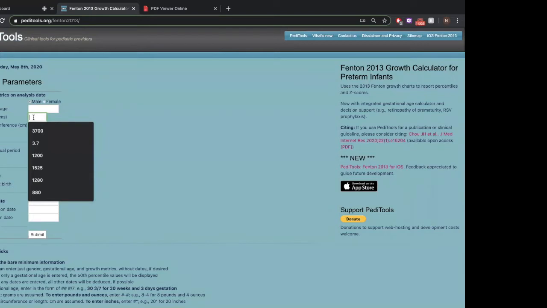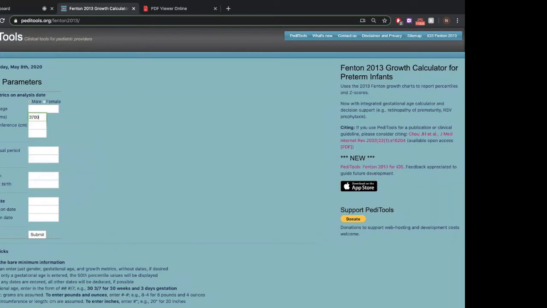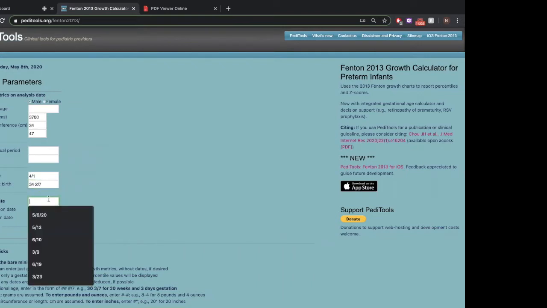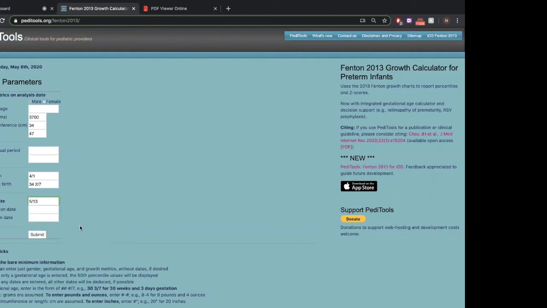So instead of 3.7 kilograms, we are doing 3,700 grams, head circumference of 34 centimeters, a length of 47 centimeters. And these two we're going to skip as well and move on to the date of birth, which is 4/1. The gestation at birth is where we're going to put the gestational age of 34 and 5/7 days, and the analysis date of 5/13. So this is how yours is going to line up as well. We're going to go ahead and hit submit.